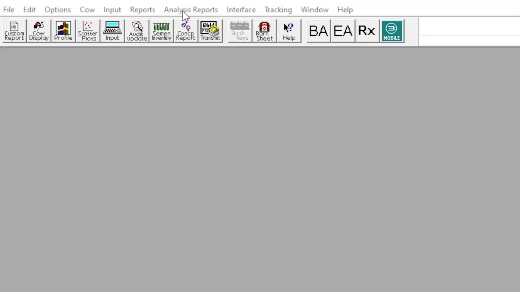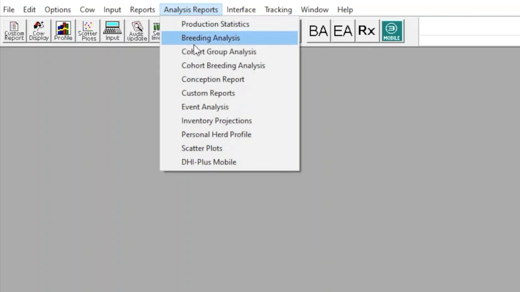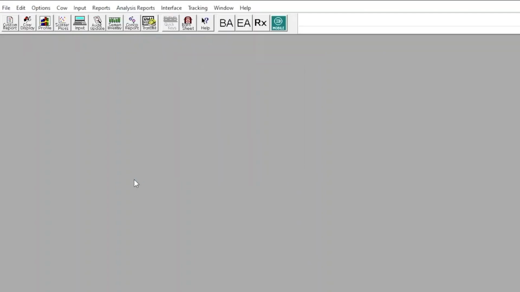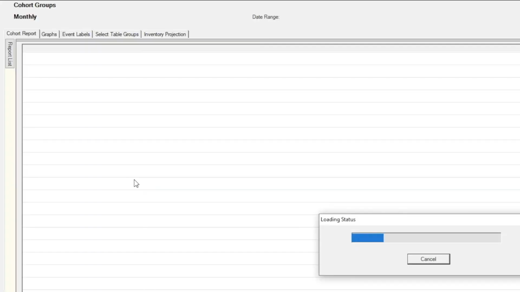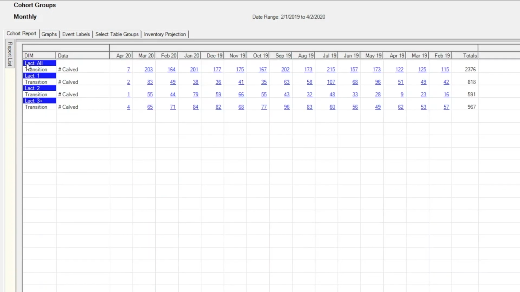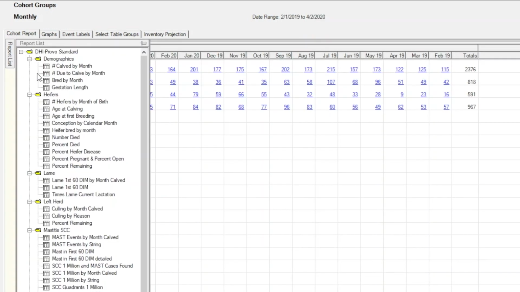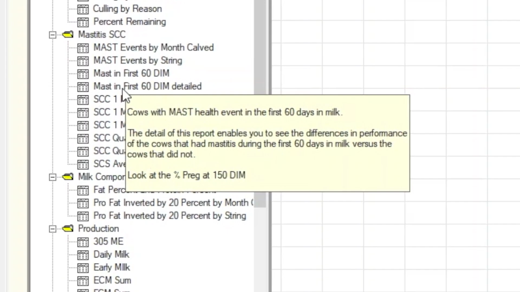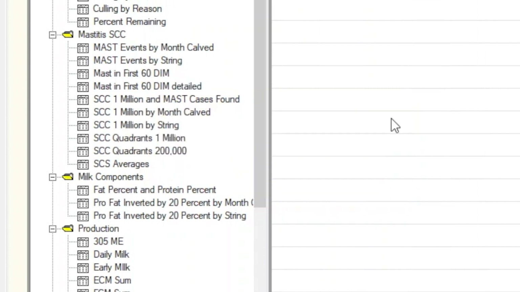If we click on Analysis Report and Cohort Group Analysis, it will open up our cohort analysis, and it starts with animals based on the month they calved. Over here on the left side, you can click on Report List and find a list of standard reports. So if we scroll down and click on the mastitis in the first 60 days in milk, detailed, it'll help us with this question.